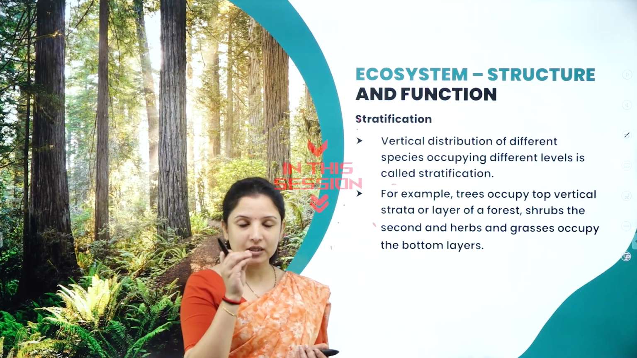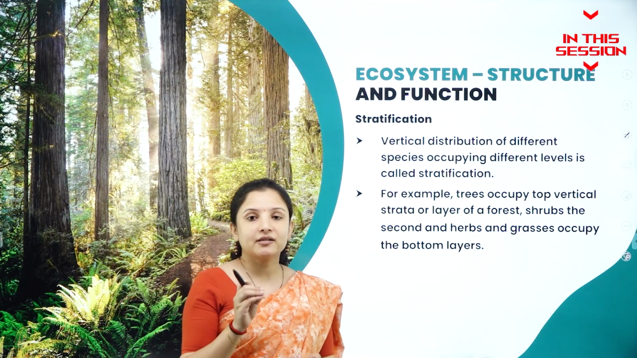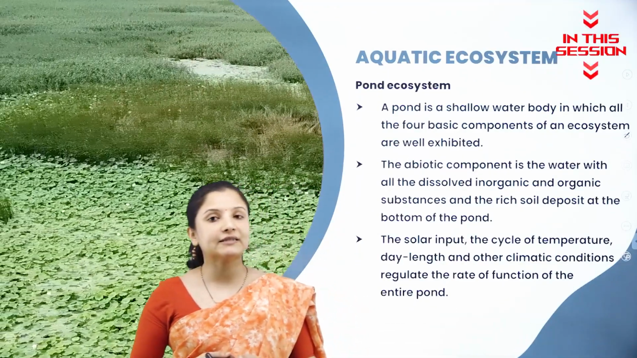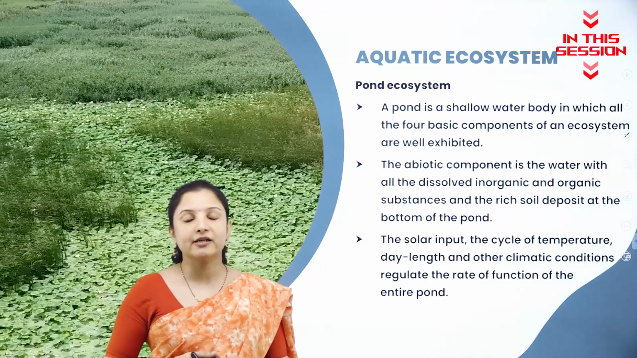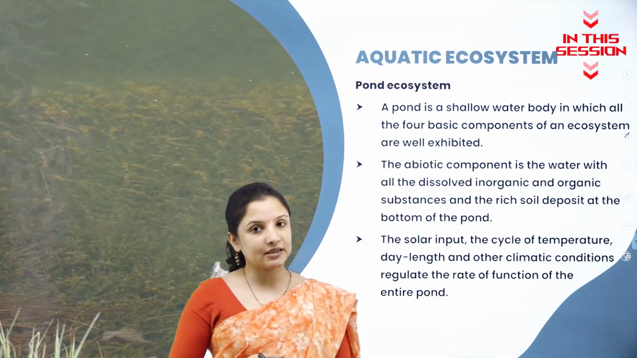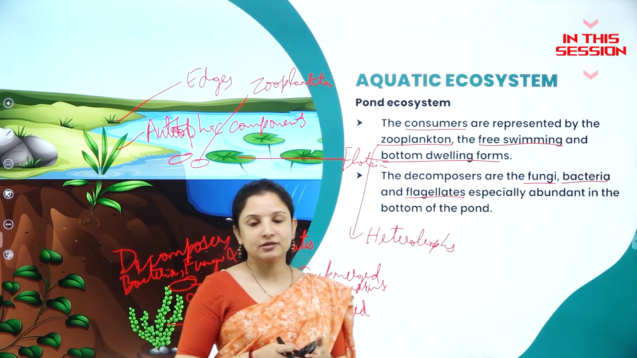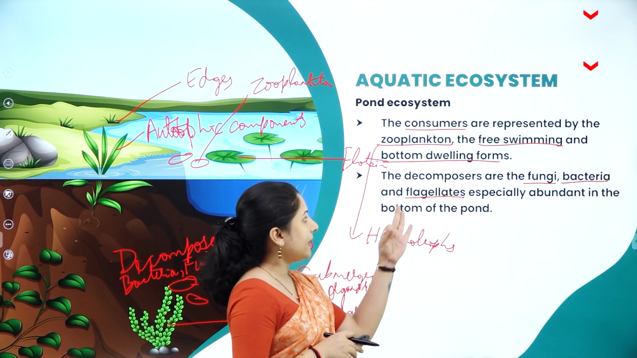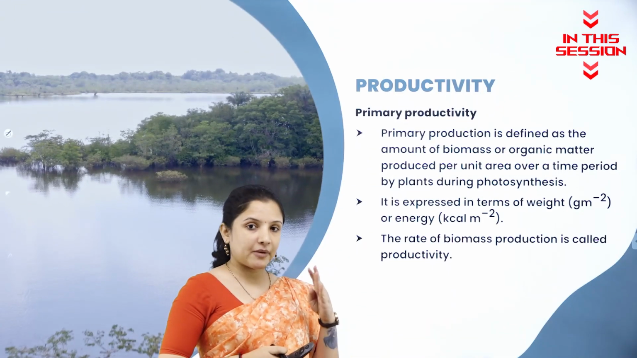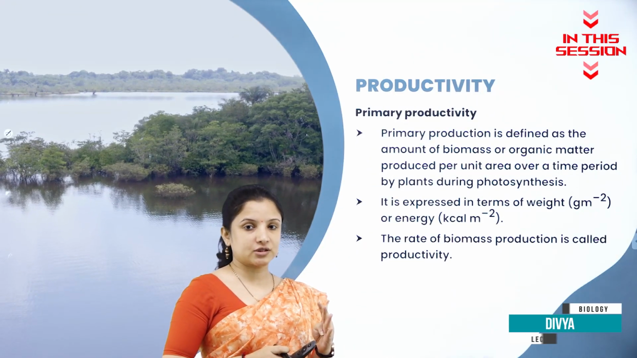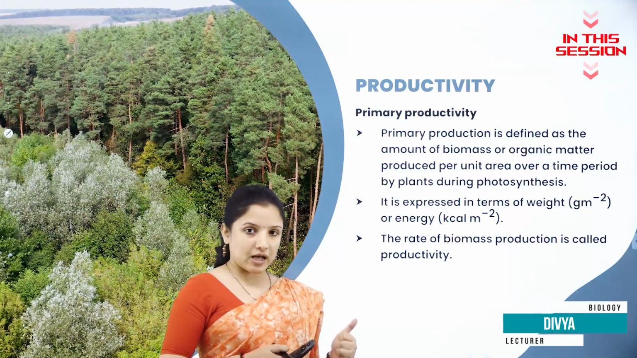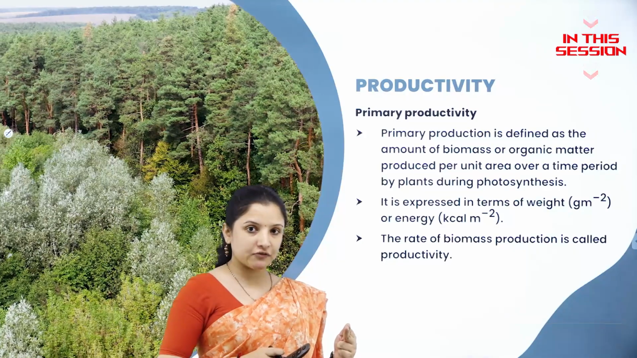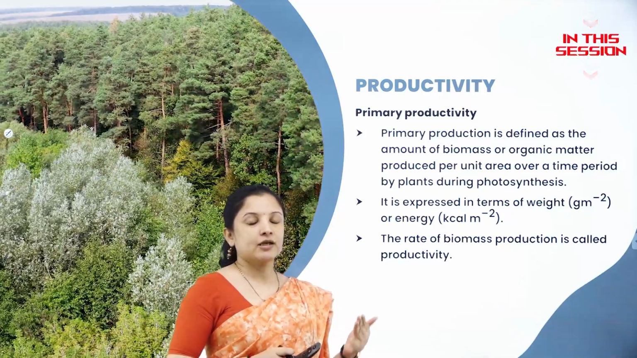Stratification is one of the important factors that determine the structure of an ecosystem. So in a terrestrial ecosystem, we can see the stratification or the layers of the distribution of plants in a forest. A pond ecosystem consists of autotrophic components, heterotrophic components and the decomposers. We had mentioned 4 components of an ecosystem. What were the 4 components? Production or productivity, next decomposition, then energy flow and nutrient cycling.